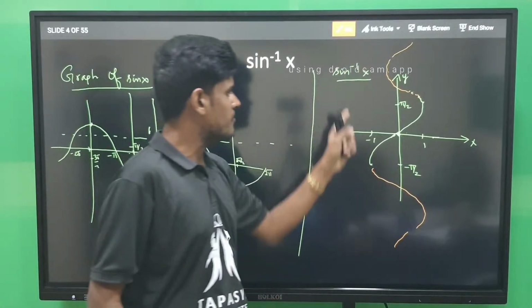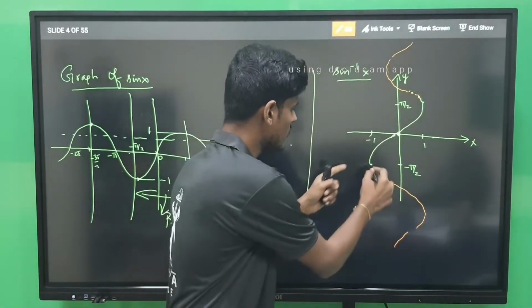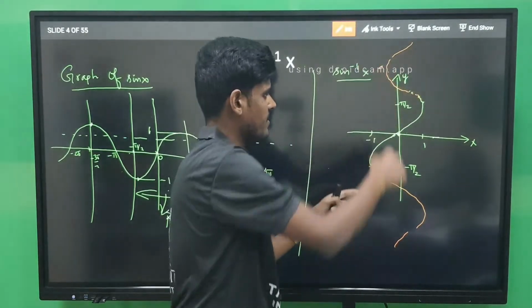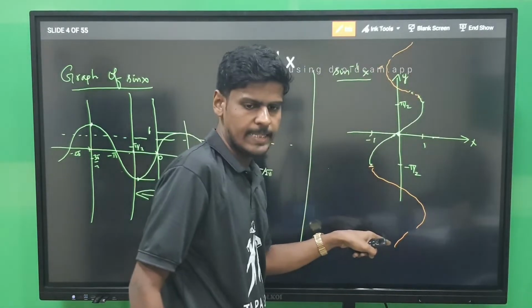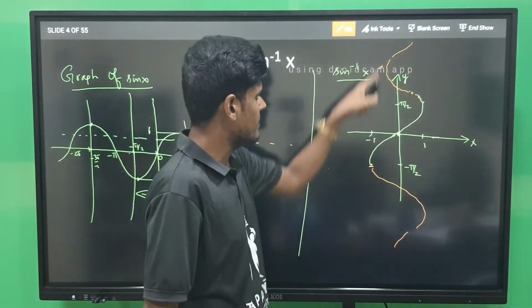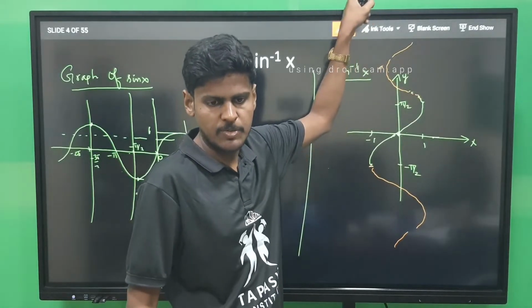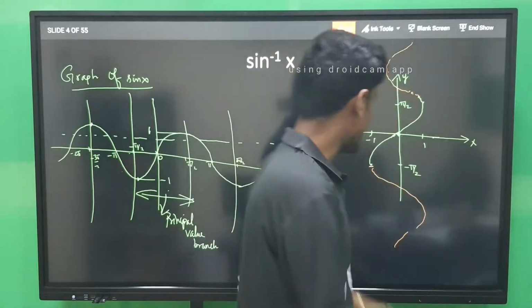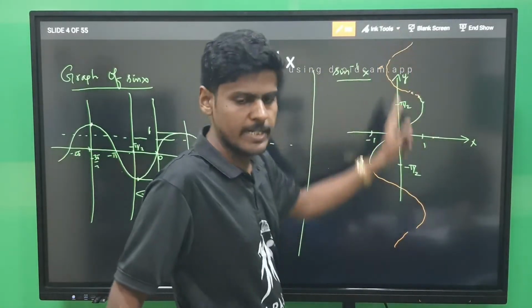So sin inverse of minus 1 means this is one answer, minus pi by 2. This will be another answer, minus 3 pi by 2. This will be another answer, this is minus 3 pi by 2, this is 3 pi by 2, 5 pi by 2, 7 pi by 2. There are infinite answers. Now when we plot it like this, it is actually not a function.